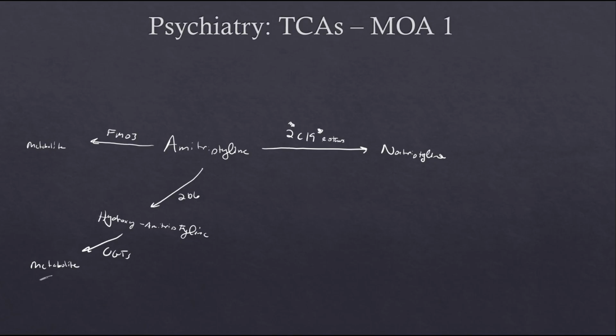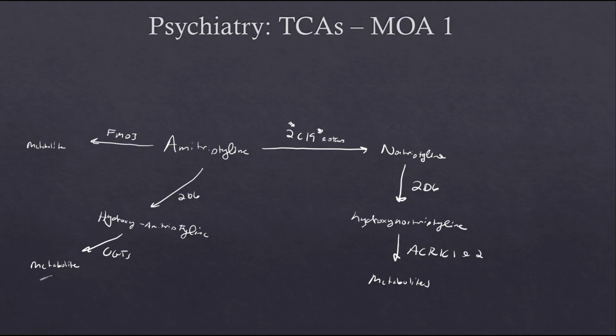What about nortriptyline? Nortriptyline is metabolized again by 2D6, just like amitriptyline, into the hydroxy form, and you're going to see this a lot with tricyclic antidepressants, which is then further metabolized by these enzymes called ACR enzymes into a metabolite that is then prepared for removal from the body.